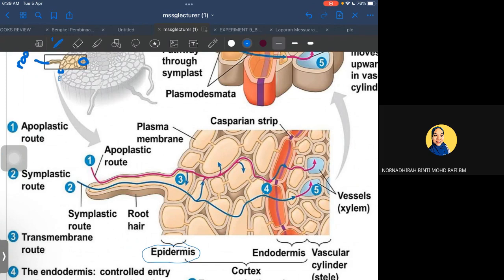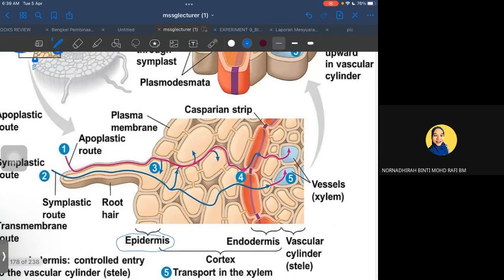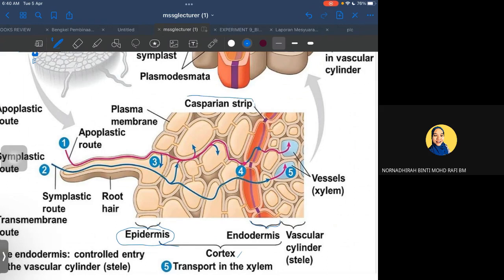And then, okay, and then seterusnya adalah tengah-tengah. Tengah-tengah ni adalah cortex. Okay, cortex. Cortex ni basically dia adalah cell tissue yang biasanya dia ada contohnya parenchyma, collenchyma, dia ada kat situ. Okay, and then endodermis. So endodermis adalah inner layer. Okay, inner layer yang mana inner layer ni kat sini nanti kita akan belajar yang dia ada Casparian strip. Okay, dia ada Casparian strip. Nampak purple ni dia adalah Casparian strip. Basically strip ni dia akan menghalang laluan air.